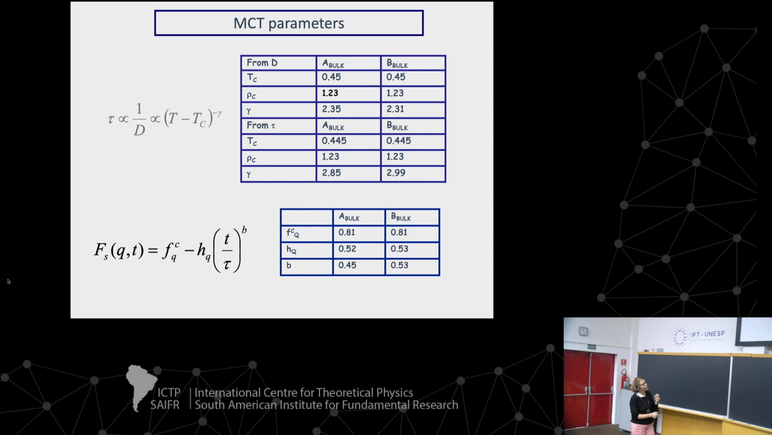How about the von Schweidler law? So the one extracted from the master curve, we have Fc, which is equal to A and B, HQ, which was the constant multiplying the exponent, and exponential decay. And then B, as you see, is quite similar between these two. Similar enough. Okay.